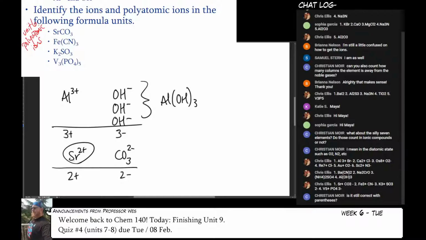Is it still correct with parentheses? So if you don't need parentheses, but you put them in anyway, Canvas will mark it wrong. Other people would identify what you are doing, but Canvas is looking for a specific combination of letters and numbers in a certain order. And putting in extra parentheses kind of screws that up.